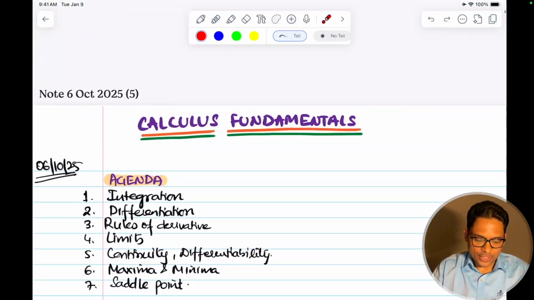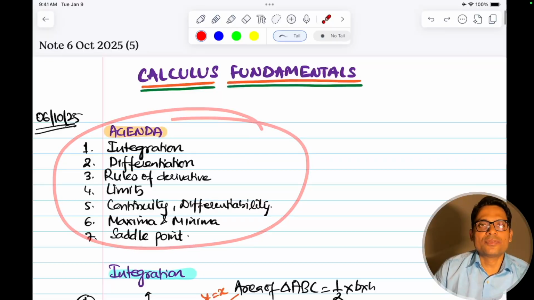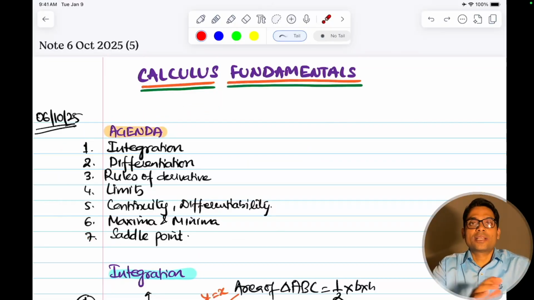So that is the amount of calculus required for your machine learning. I hope this will be sufficient to understand almost most of the machine learning concepts that are required. Okay, so on that note, let's end the video.